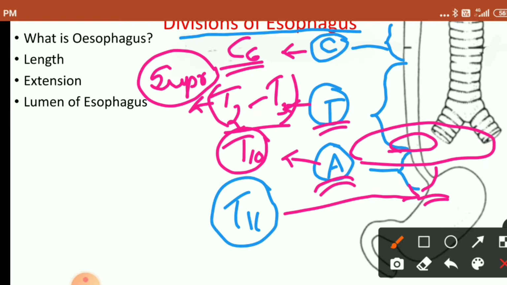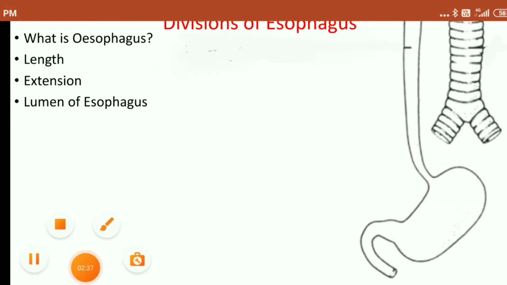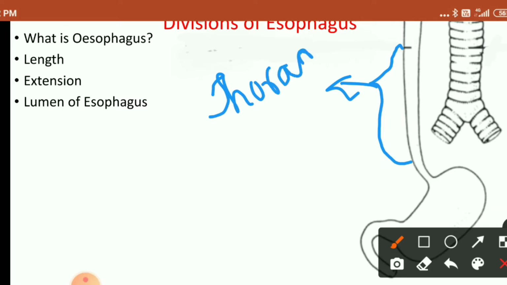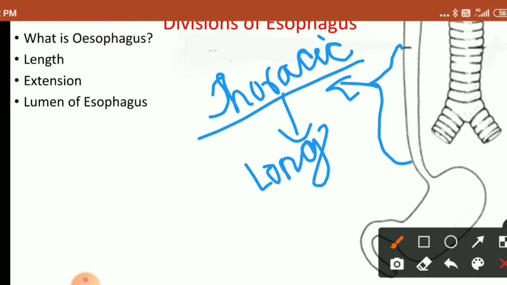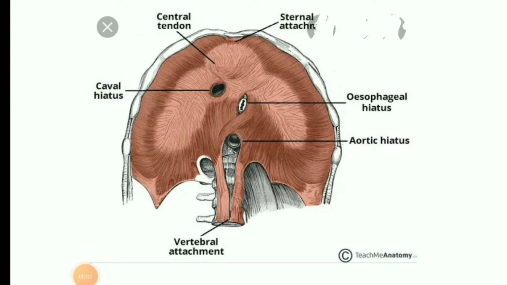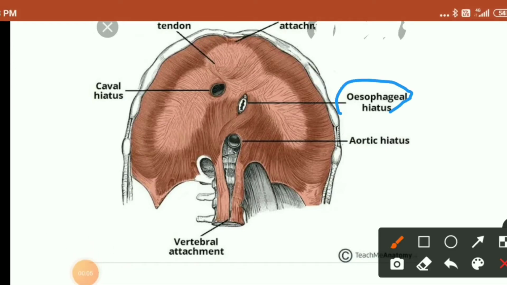And out of these three divisions, which one is the longest division? Yes, we know this is the thoracic division, which is the longest. Yes, in this way we have completed the divisions of the esophagus. Here you can see that the esophageal hiatus has been highlighted.